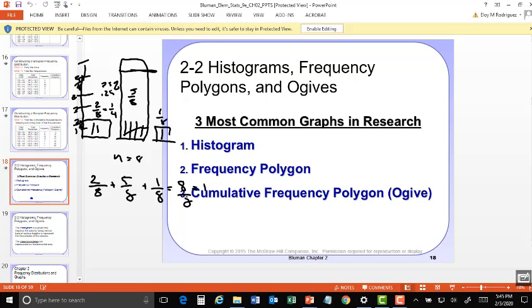What's the likelihood of falling here? Well, they have the best likelihood of falling here. Or I can say, what's the likelihood of falling between here and here? And that would be the summation of those two.